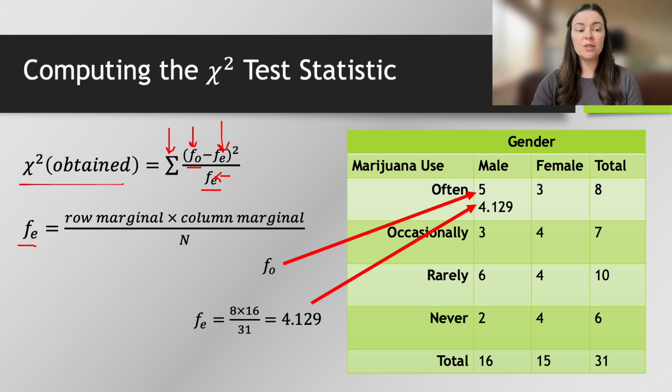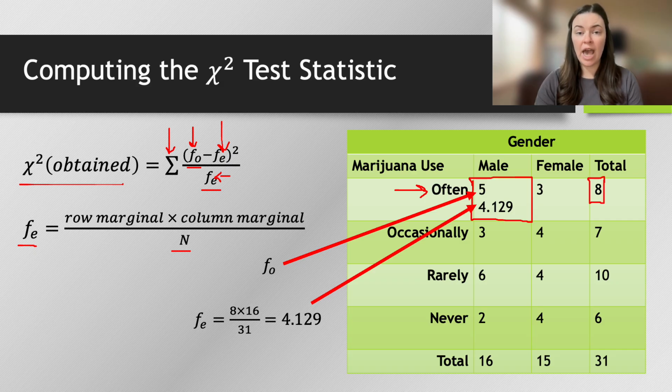Our expected frequency is our row marginal multiplied by our column marginal divided by n, or the total of our sample. So what do I mean by marginal here? Essentially, think of the term marginal as total, so your row total multiplied by your column total. So let's take this first cell here in our top left corner as an example. These are males who reported that they often use marijuana on a weekly basis. And so our row marginal comes from the total of individuals that reported that they often use marijuana on a weekly basis. So we have 8 individuals that reported that.